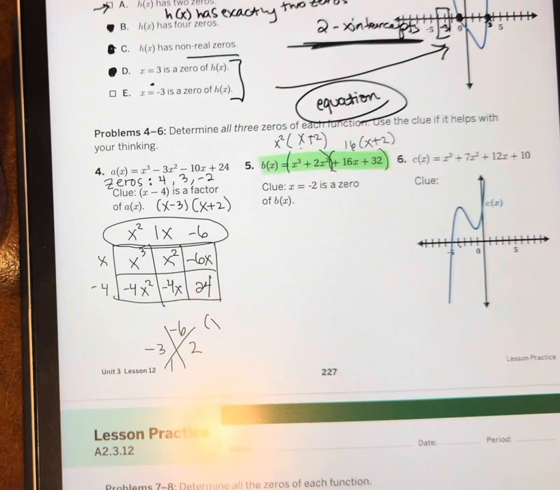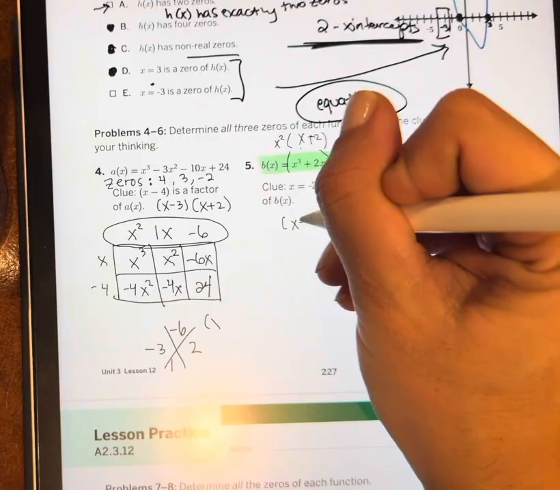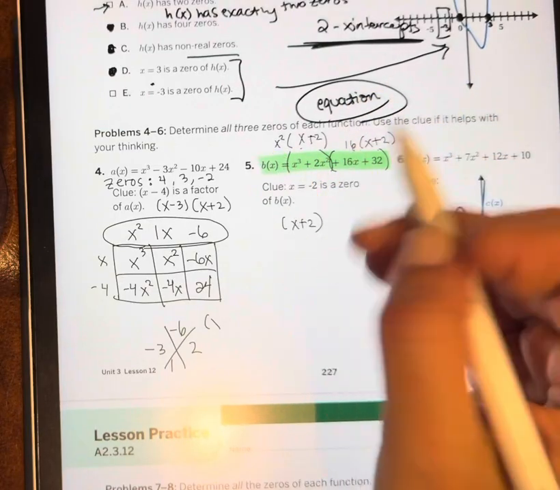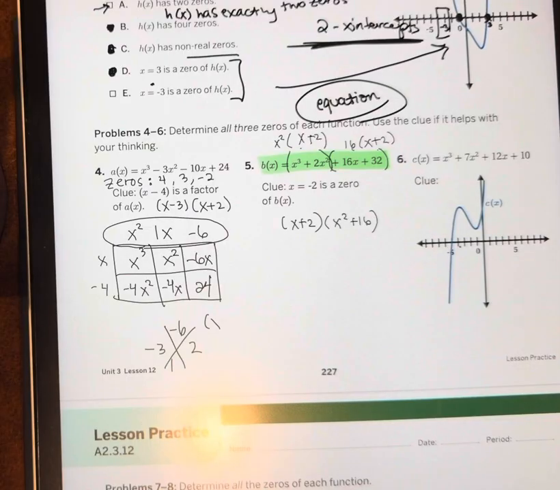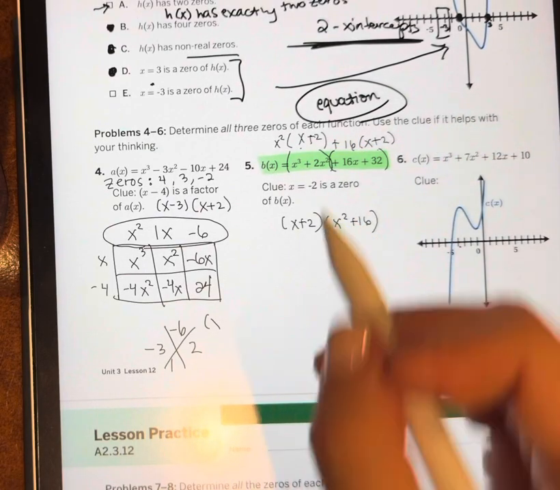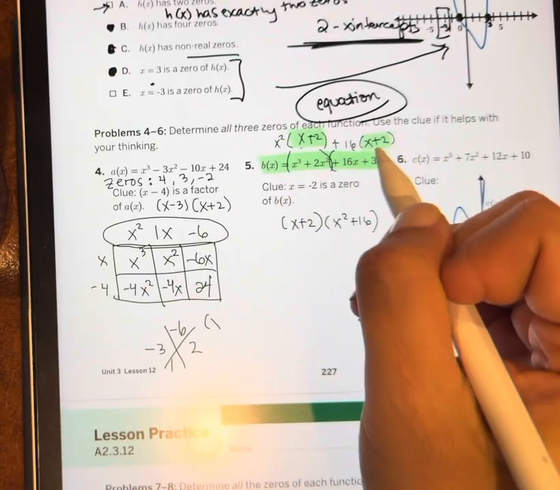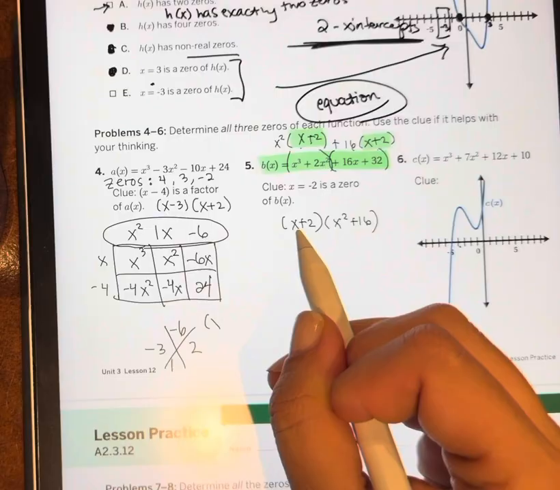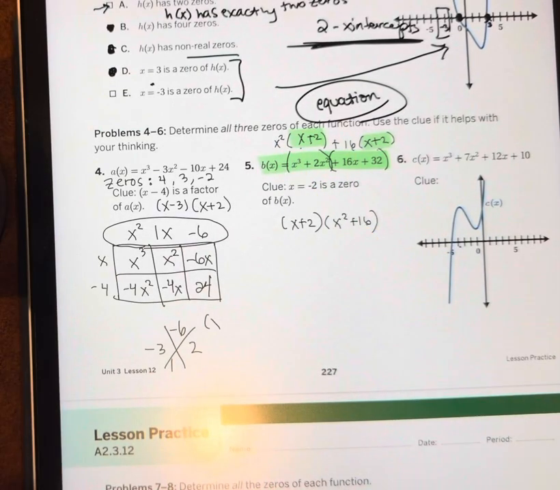And what it factors into is the x plus 2, and then what's in front of it. So x squared plus 16, okay? The idea there is that these two terms both have an x plus 2, so I can factor that x plus 2 out, and I'll be left only with x squared plus 16.